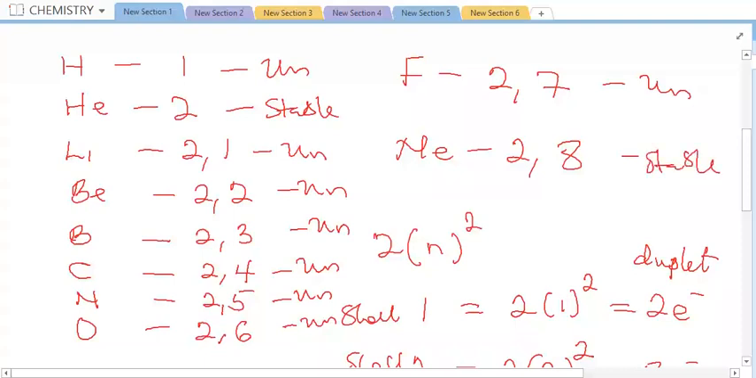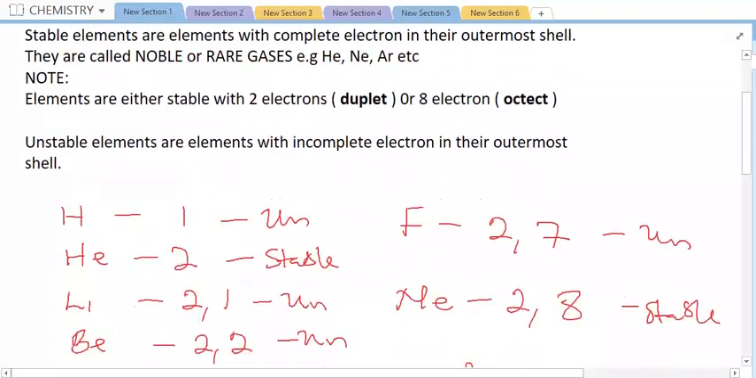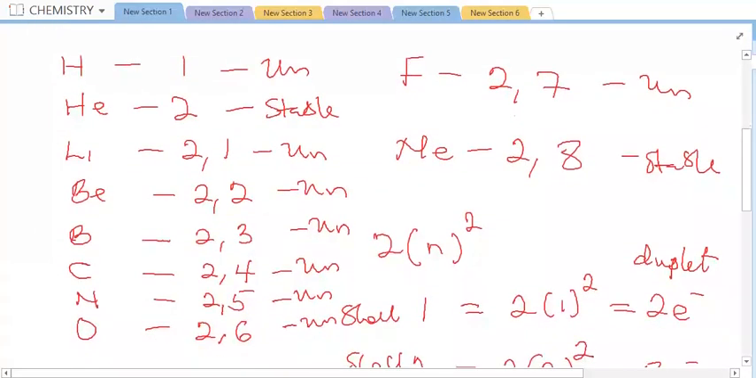You see, all these elements that are unstable, they strive to do what? To attain stability. They strive to obtain stability through chemical bonding. Now, how does that happen? For an element like hydrogen, it will need one more electron to be stable. So this hydrogen will be ready to gain one electron, and immediately it gains one electron, it becomes stable.